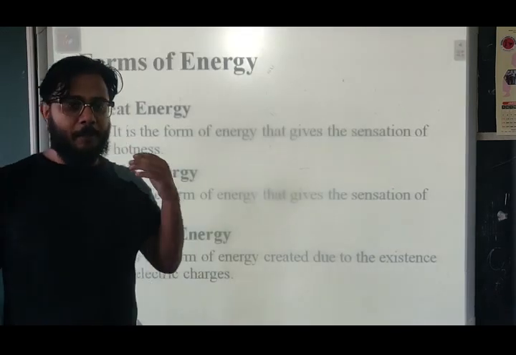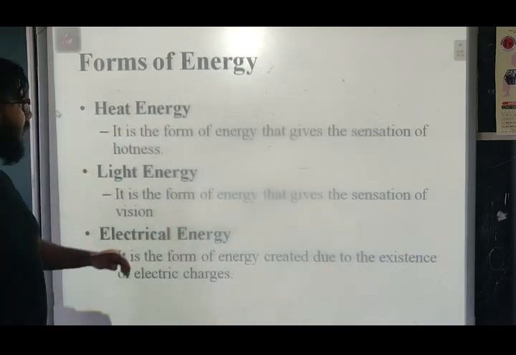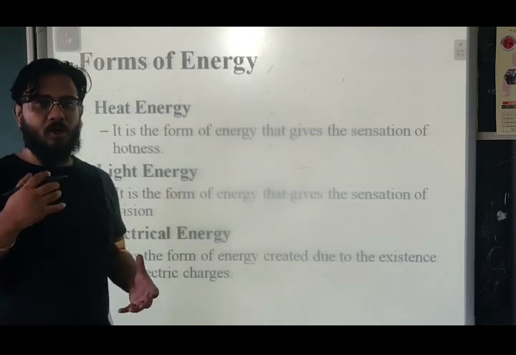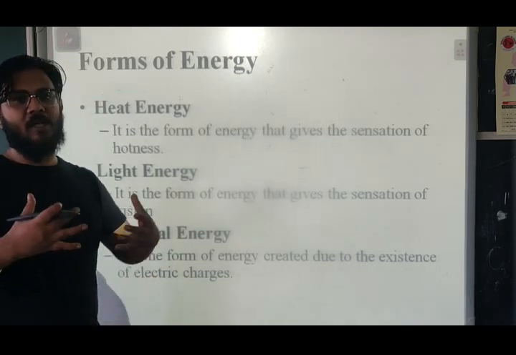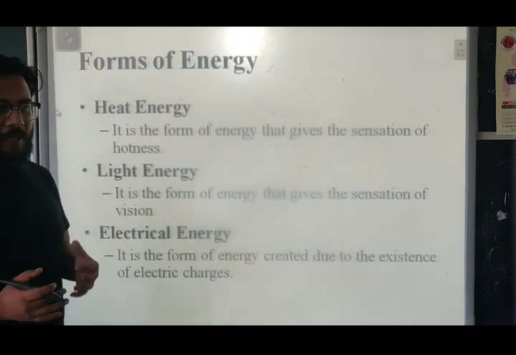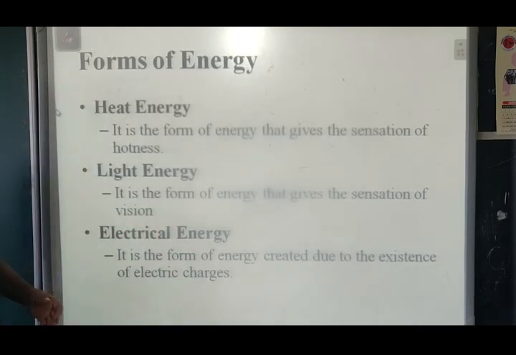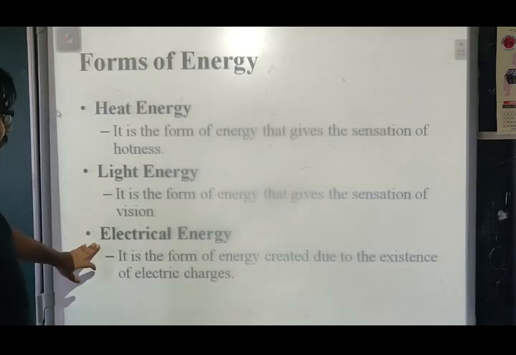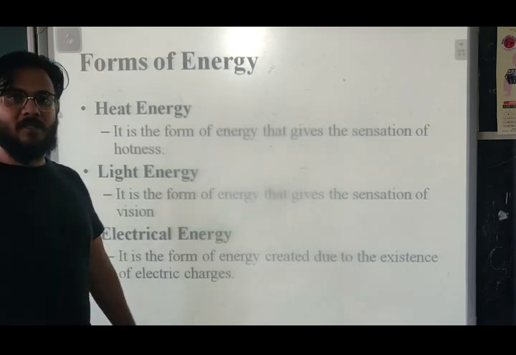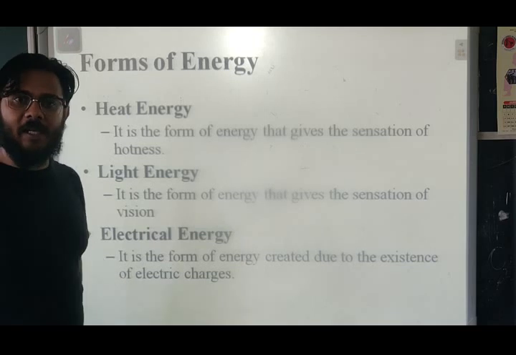Now let's look at, apart from mechanical energy, what are the other forms of energy? The other forms of energy are heat energy. It is the form of energy that gives us the sensation of hotness. It gives us warmth. Light energy makes things bright and helps us see things. It gives us the sensation of vision. Electrical energy is the form of energy created due to the existence of electric charges, and we will learn about this in detail in the chapter electricity and magnetism.